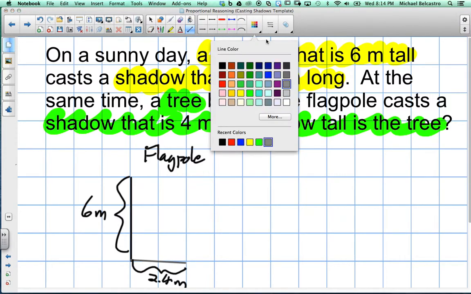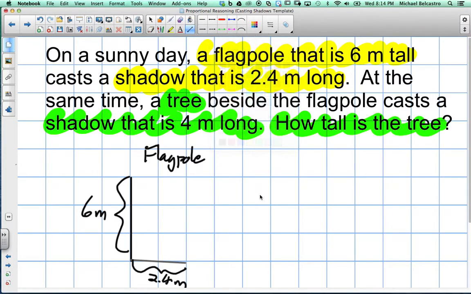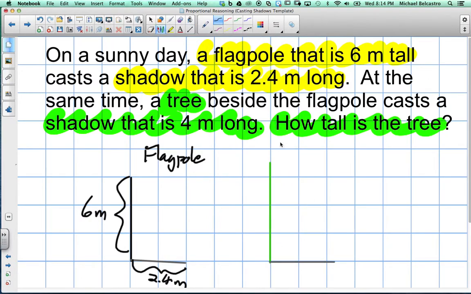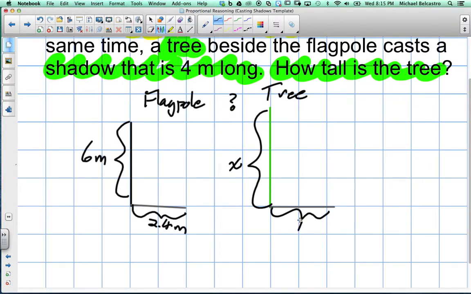We'll also draw this type of relationship representing the tree. The tree will be a little taller because if you notice, the shadow length is longer, which would probably mean that the object itself is a bit taller, the tree over the flagpole. So here's our tree. The height of the tree was our unknown. We have a question mark. We usually in math use the symbol X to represent an unknown. And the shadow was 4 meters in length.